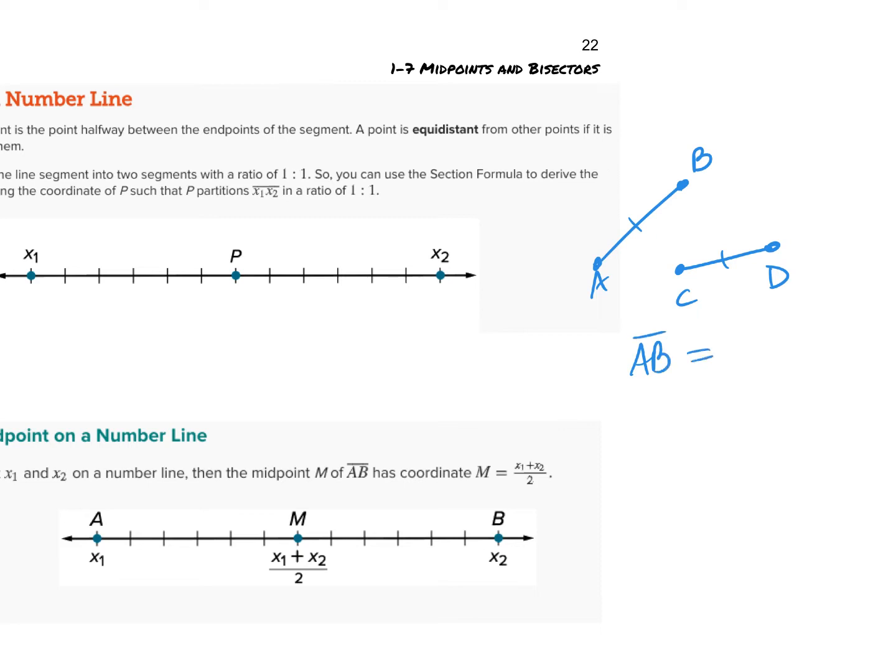We write the statement as AB is congruent, with the equal sign and squiggle, to CD. And if they're congruent, that means that they have the same length. So if AB is 2 inches, then CD will also be 2 inches. They'll have the same numeric value if they are congruent.